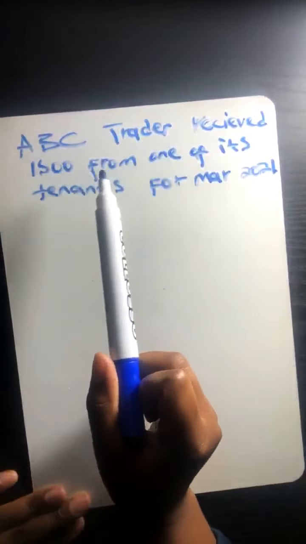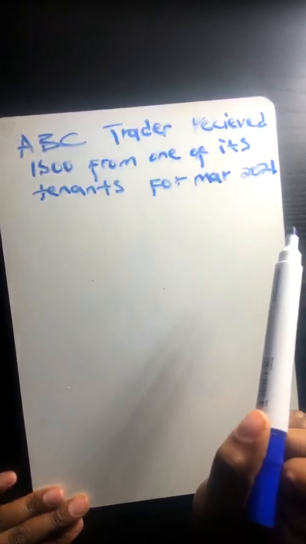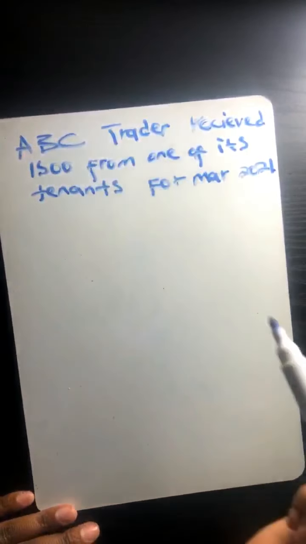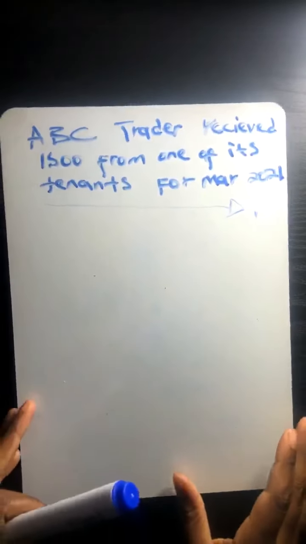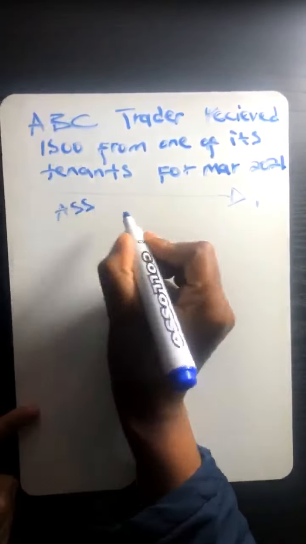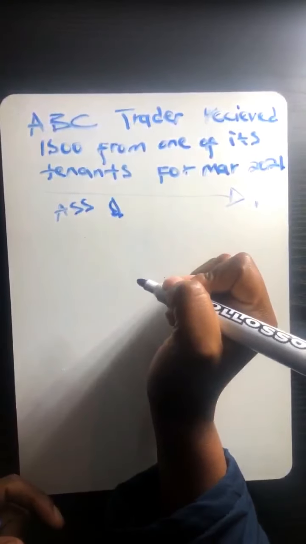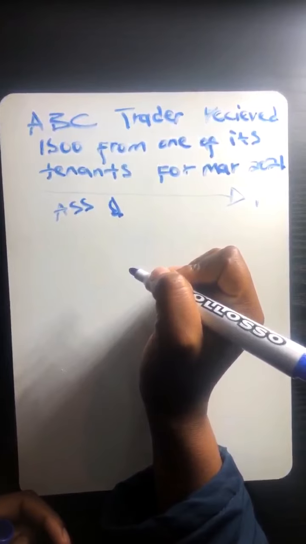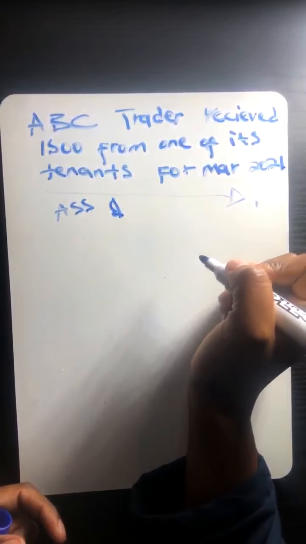Come again, ma'am. Can you see this? ABC trader received 1,500 from one of its tenants for March 2021. So who can tell me which two accounts are involved here? It's an asset. Who's talking now? It's not assets, ma'am. Okay, you say it's asset. Yes. And creditors and what? And liabilities.